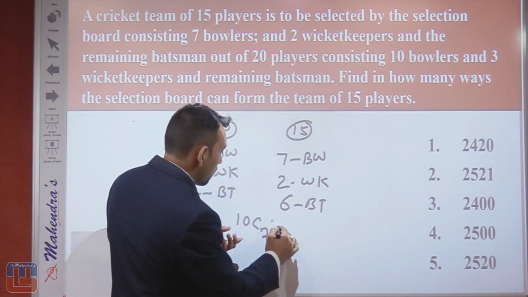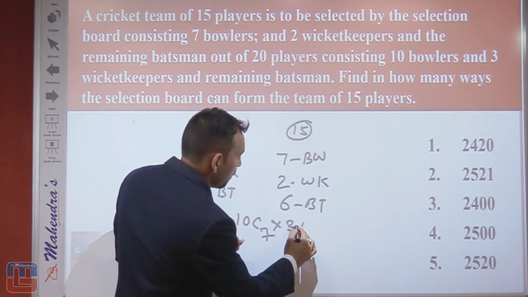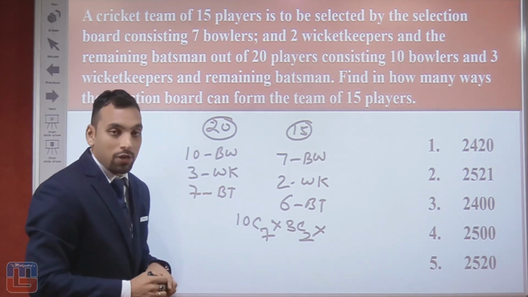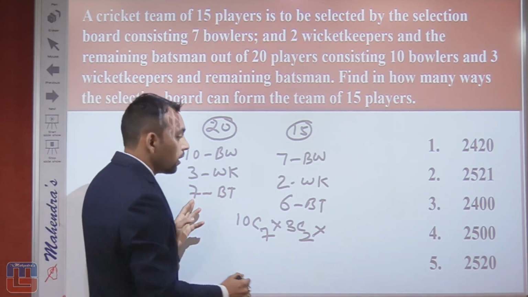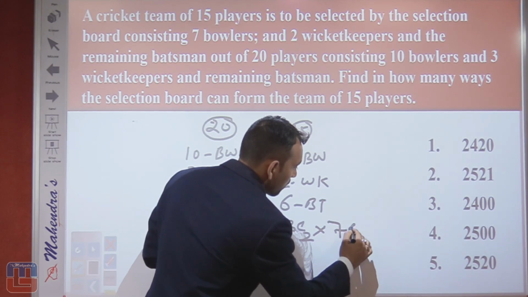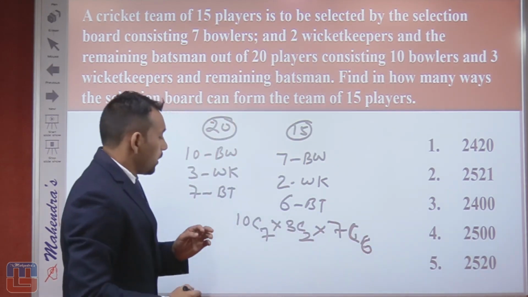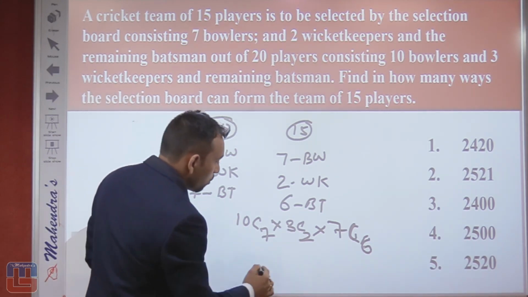So how will we select here? Now see here, 3C2. In the same way, 6 batsmen we have to select from 7 batsmen. So how will we select here? Now see here, 7C6. 10C7 we will solve, 3C2 we will solve here.